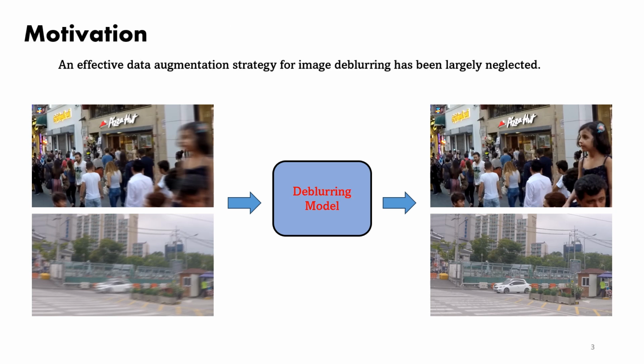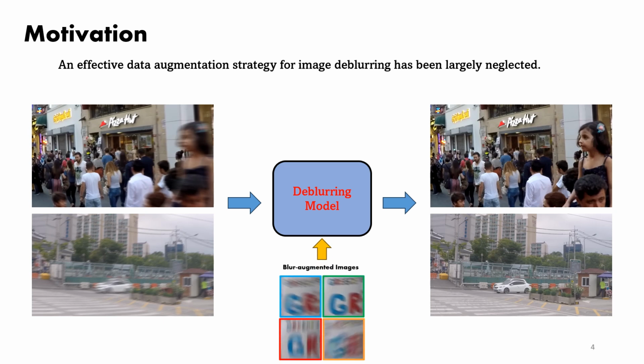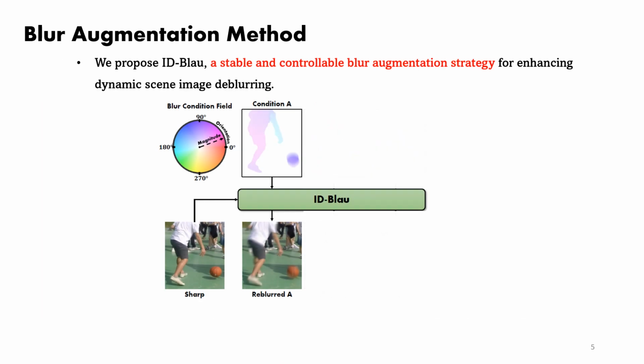Although previous methods have improved deblurring performance through architectural designs, we note that an effective data augmentation strategy for image deblurring has been largely neglected. Therefore, we aspire to develop a groundbreaking blur augmentation method to generate diverse blurred images to help deblurring models. Our contribution, ID-Blau, introduces a stable and controllable blur augmentation strategy to enhance dynamic scene image deblurring.